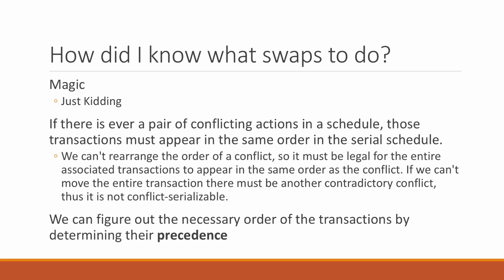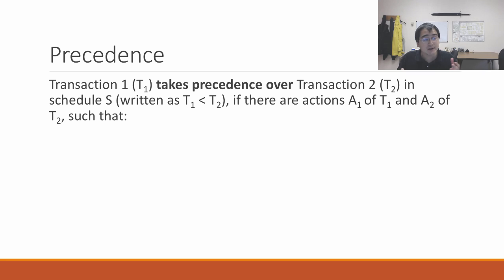And so we can figure out the necessary order of transactions in the serial schedule that we're trying to find by looking at what's called precedence. So what precedence means is, if I have transaction 1, which here is just T_1, or T sub 1, T sub 1 takes precedence over transaction 2 in a schedule. The way that we write that is T sub 1 is less than T sub 2, meaning it has to come first.